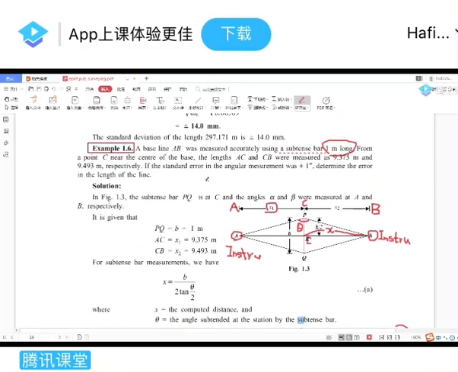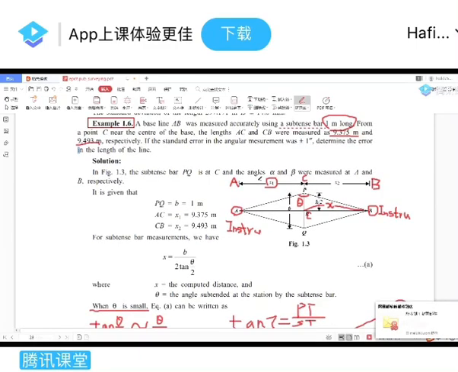Okay, let's continue. What's measured? He measured AC, from A to C. AC is a measured distance, and BC is measured as 9.493 meters.